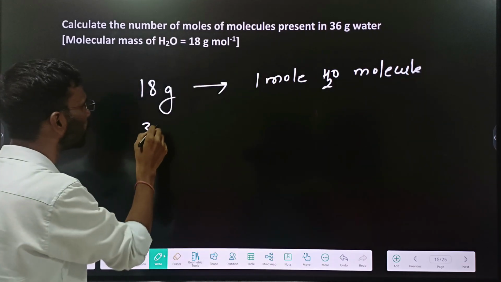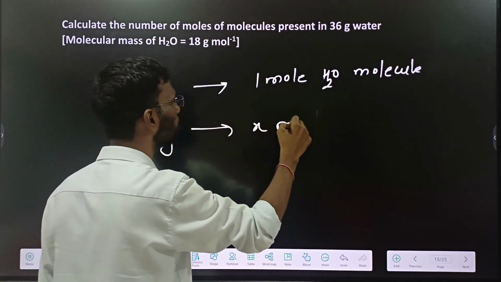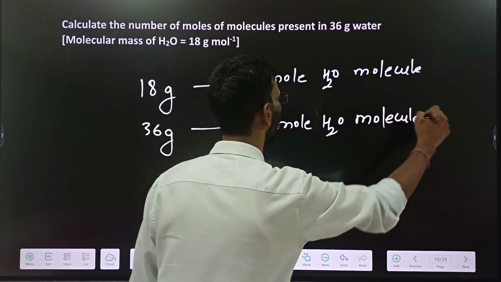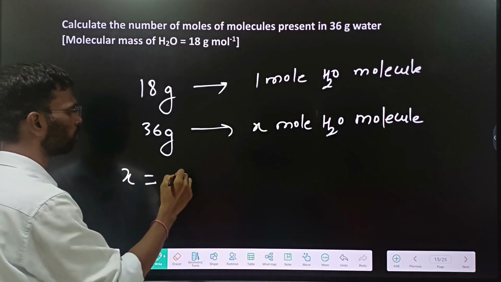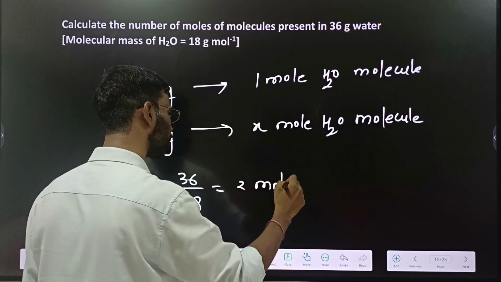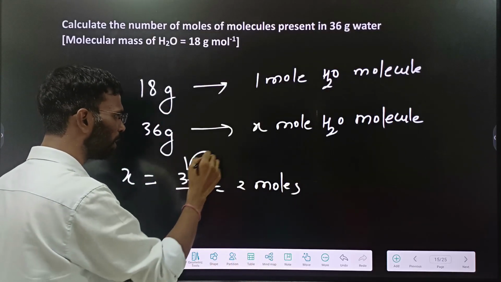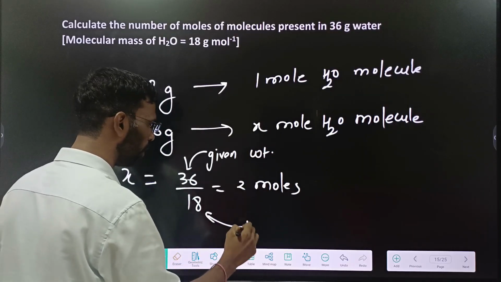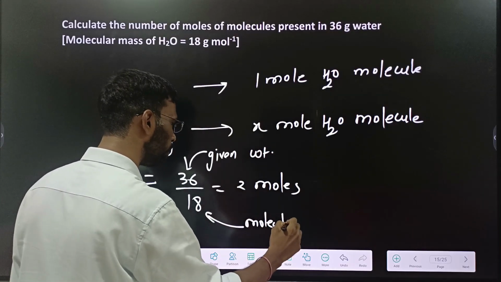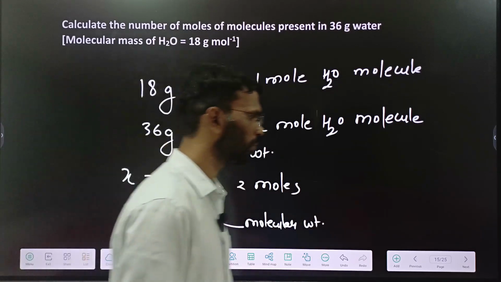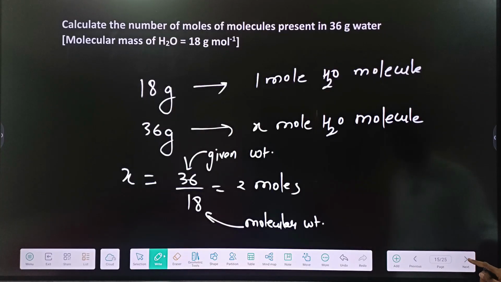molecule. So 36 gram will have what? X mole H2O molecule. So what is this X equal to? 36 by 18, which is equal to 2 moles, right? And this is again a given weight. If you use the formula given weight upon molecular weight, also called the molar mass of this. Fine. These are simple things, just for your understanding of the concept.